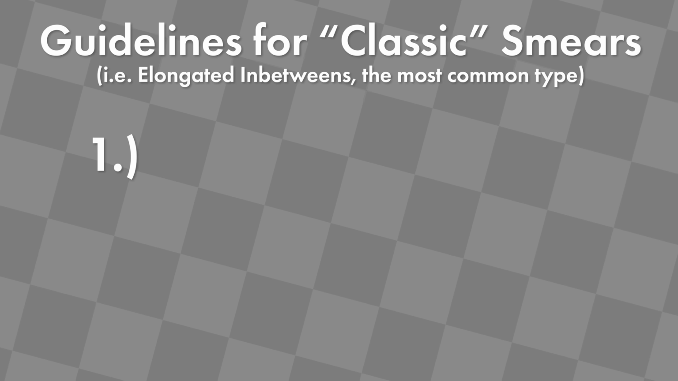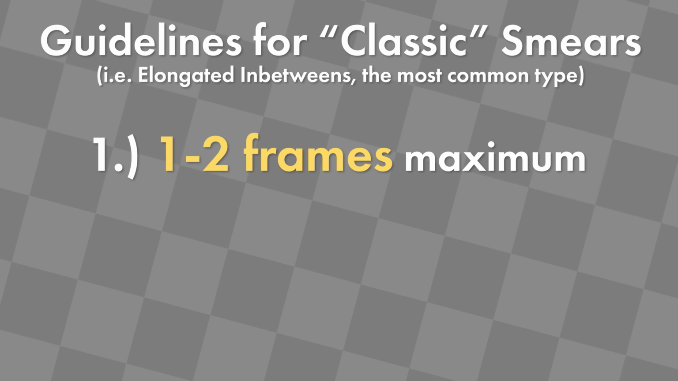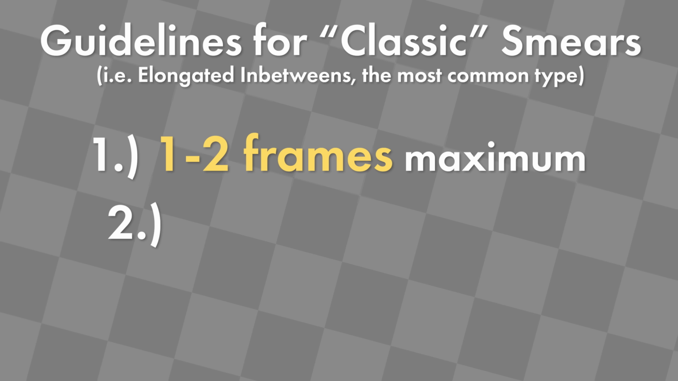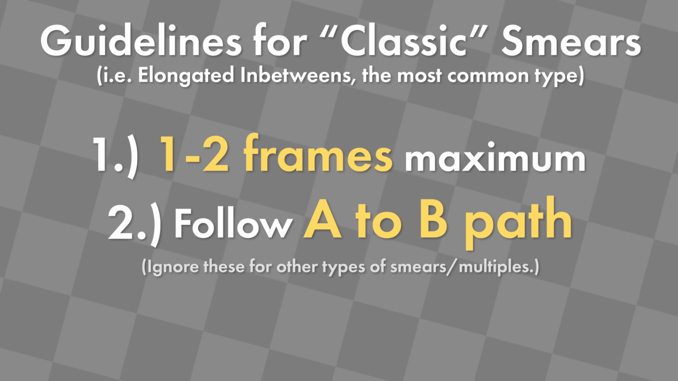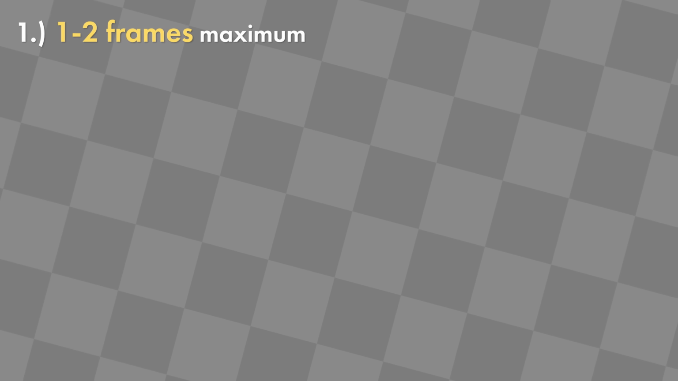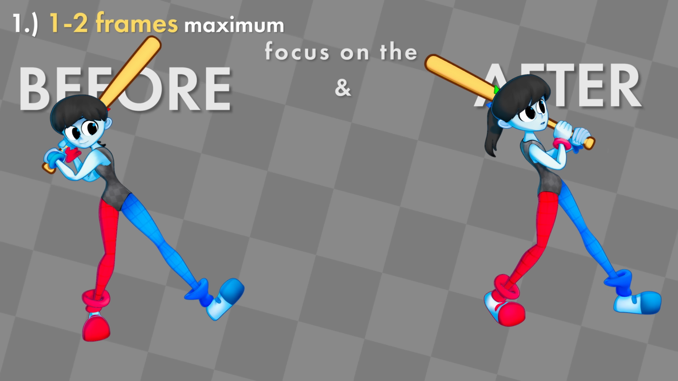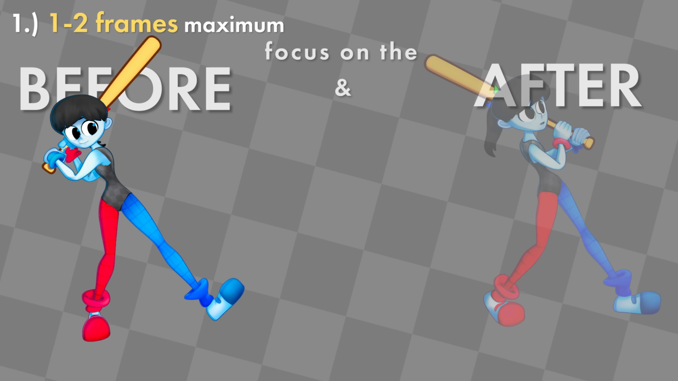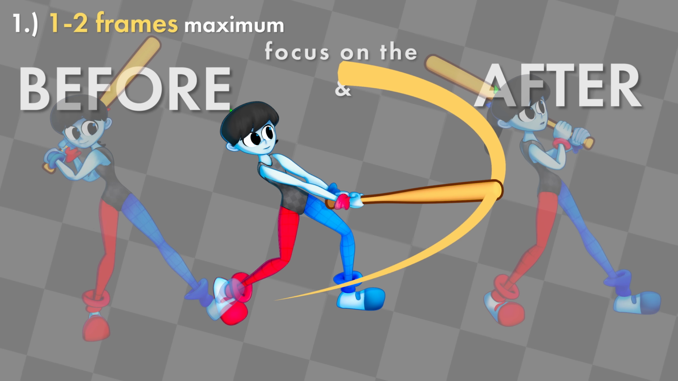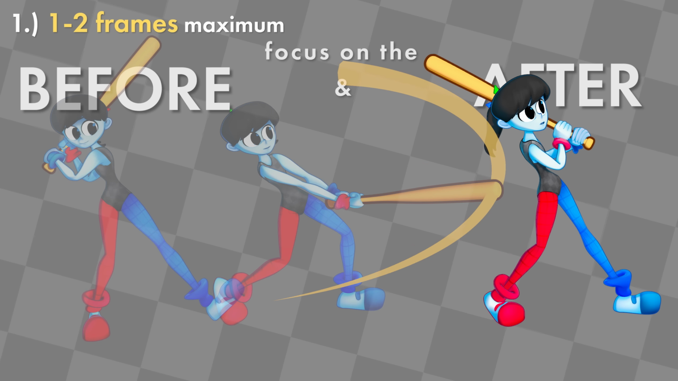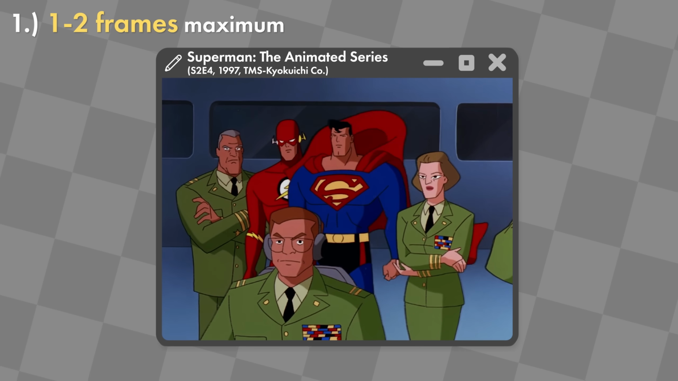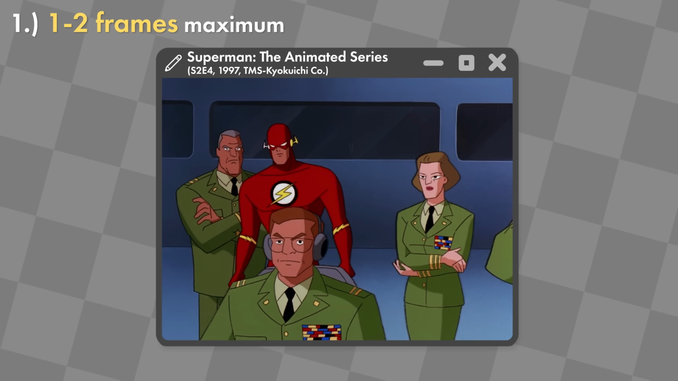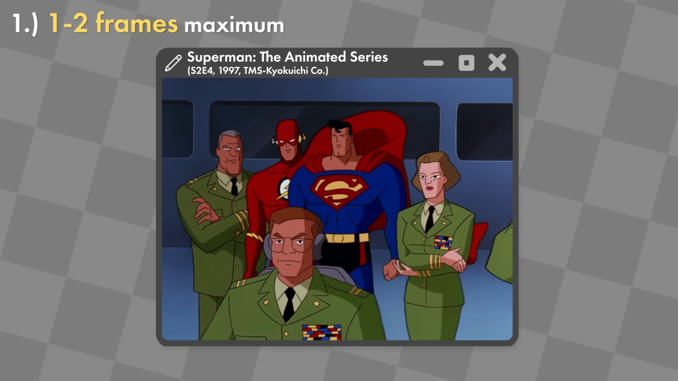One is that smears should only appear for one frame, 2 frames maximum. And 2, smears should follow a very specific point A to point B path. For the first guideline, I think it's important to focus more on the before and after of a smear. Use a really strong pose with a lot of anticipation, smear for just 1 or 2 frames, and then a big reaction afterwards with every other part of the character following through. Hair, capes, and other body parts can catch up afterwards to give the smear more weight after it's already gone.